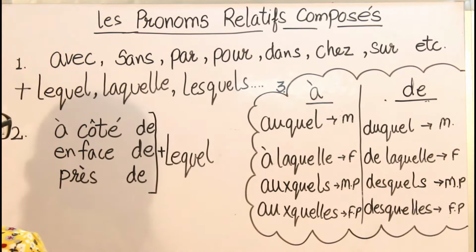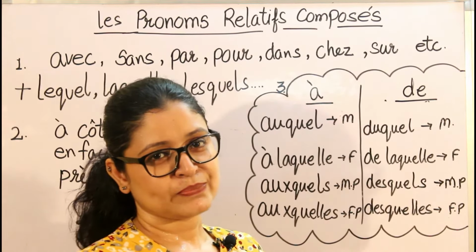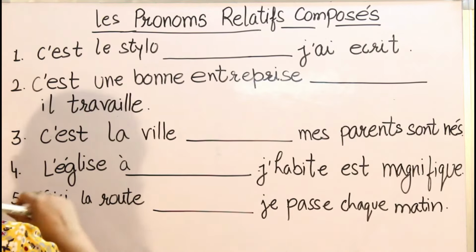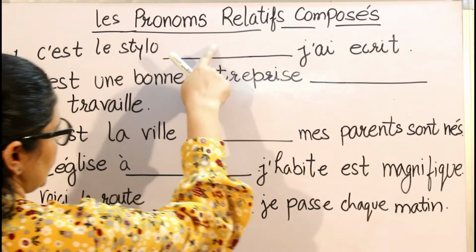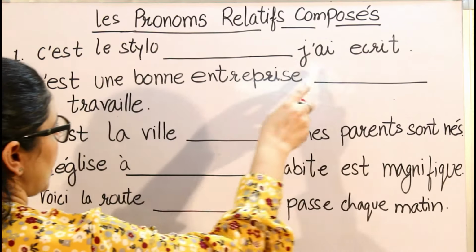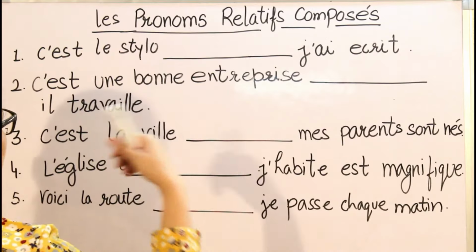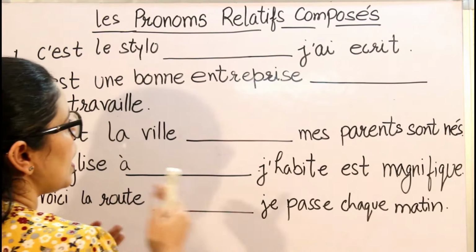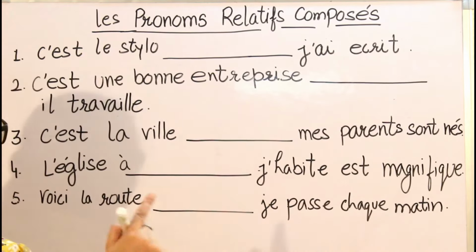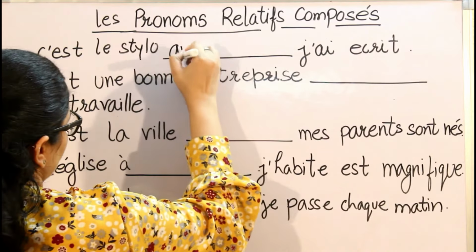Now let's have a look at some sentences and the usages, how we need to use it in between the sentences. Now let's take the first example. C'est le stylo dash j'ai écrit. This is the pen dash I wrote. So if in English I need to complete this statement, I'll complete it like this is the pen I wrote with, or this is the pen with which I wrote. So first I need to write the preposition with. How to write with? Avec.